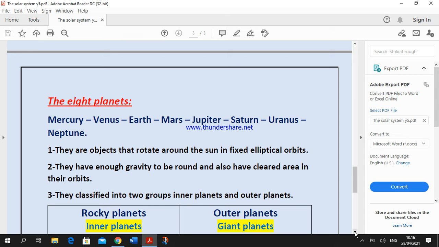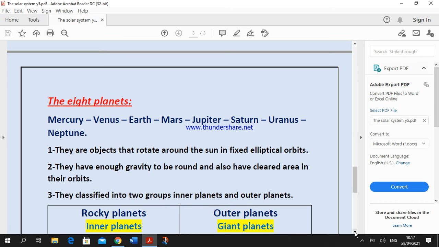They are objects that rotate around the Sun in fixed elliptical orbits, and they have enough gravity to be round and also have a cleared area in their orbits. The dwarf planets like Pluto do not have a clear area in their orbit. So Pluto is a dwarf planet, not one of the 8 planets.